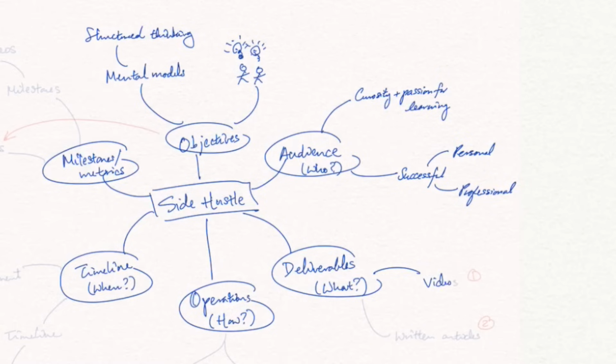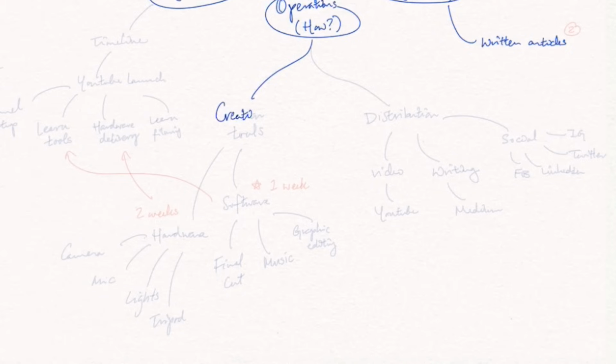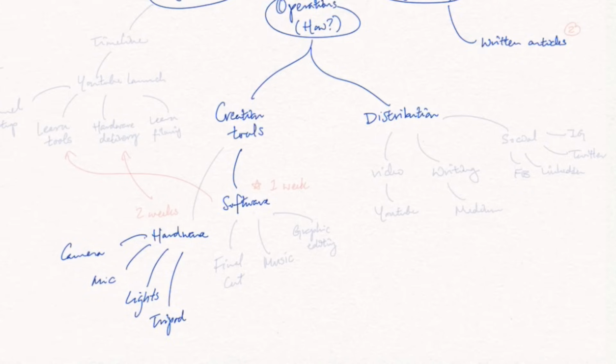Next is, what exactly am I going to produce? This could be content like videos or written articles. And then we've got how am I going to do it, or the operations and logistics. I think at this point it's reasonable to split this one into creation tools and distribution. If you're making videos, I probably need some gear like a camera, a mic, lights, and a tripod. These are all part of the hardware requirements.